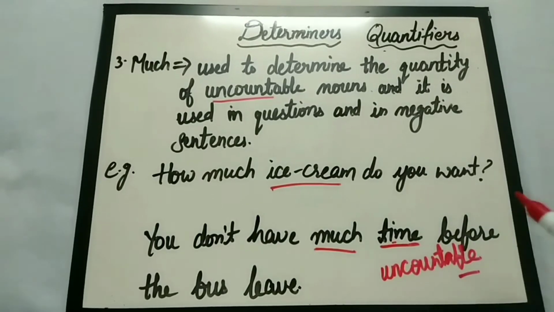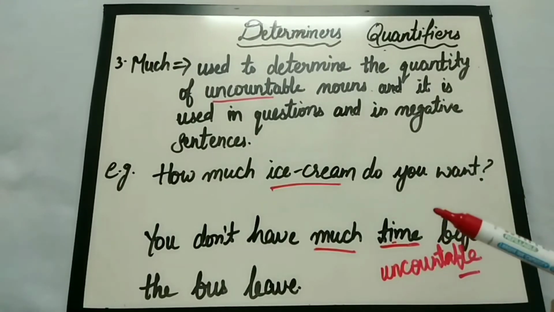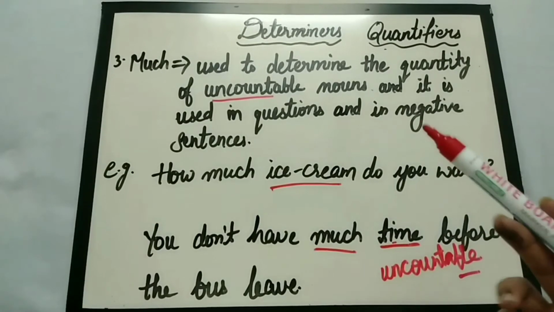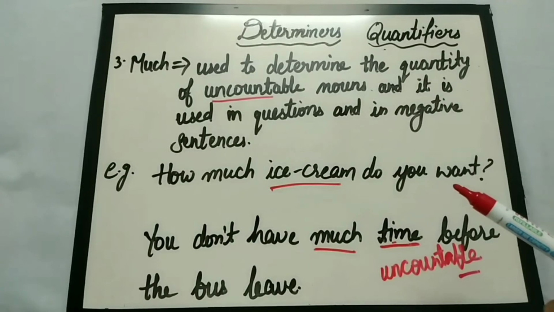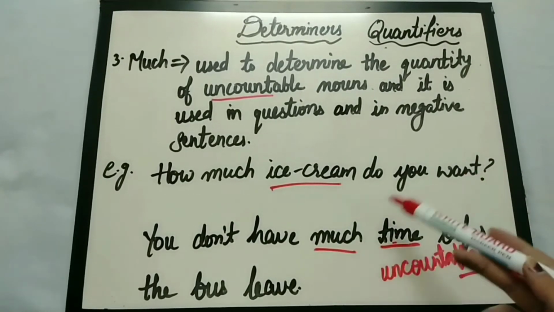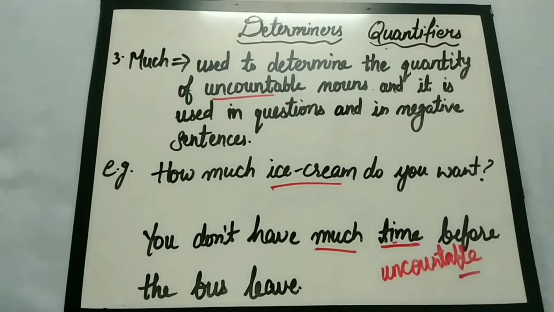So both these sentences fulfill the requirement of following the rule. Both sentences follow the rule of much, which means they are used to determine the quantity of an uncountable noun, and it is used in questions and in negative statements.